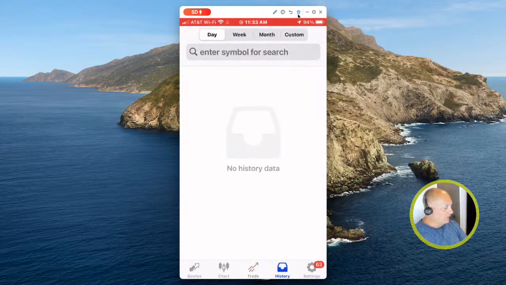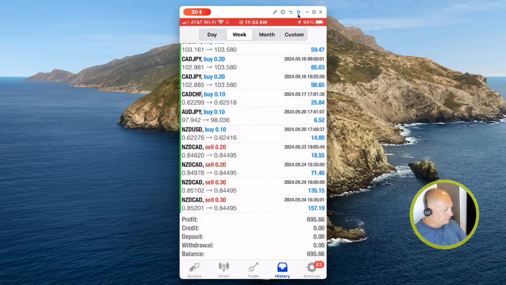As far as history goes, the free signal we were in that closed yesterday, you can see it doesn't show within the last 24 hours, but it was the NZD CAD trade, and for the week, $695.66 so far. Feeling good, looking good, nothing like always winning.